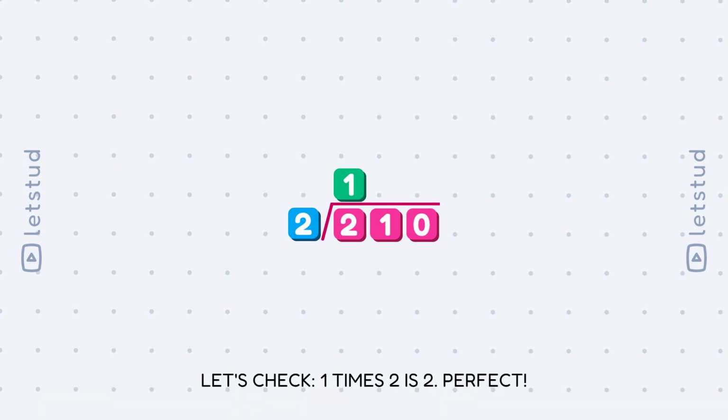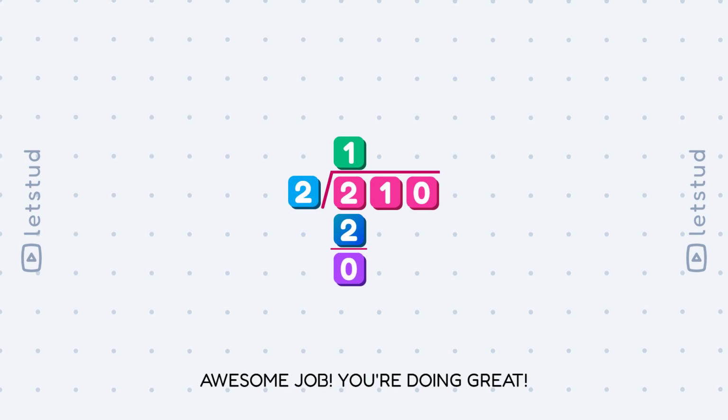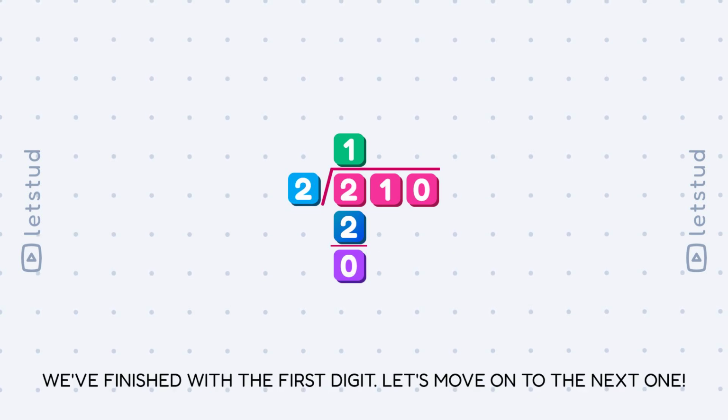Let's check: 1 times 2 is 2, perfect. Now we subtract: 2 minus 2 equals 0, easy peasy. Awesome job, you're doing great. We've finished with the first digit, let's move on to the next one.